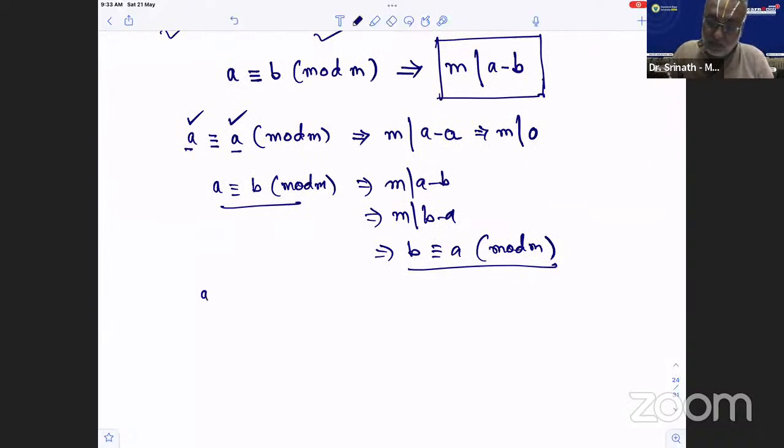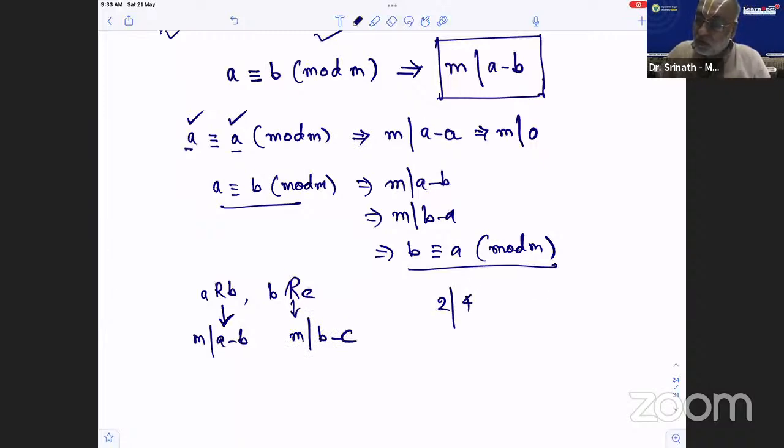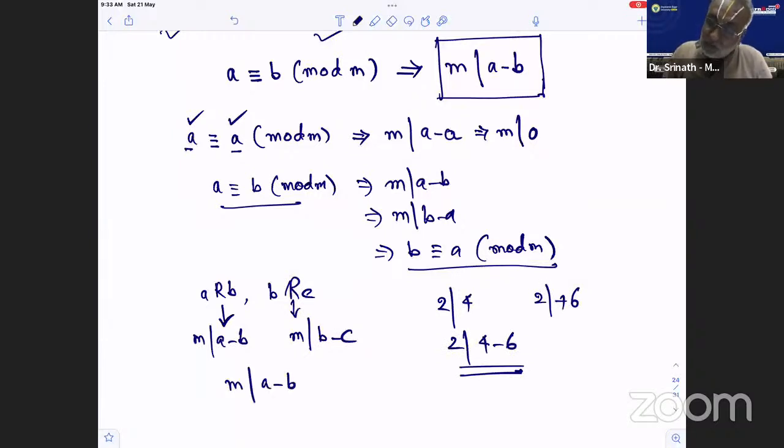For example, A is related to B, B is related to C. So if A is related to B means M divides A minus B. This implies M divides B minus C. Now, if 2 divides 4 and 2 divides 6, can you say 2 divides 4 minus 6 also? Yes. So, M divides A minus B plus B minus C.